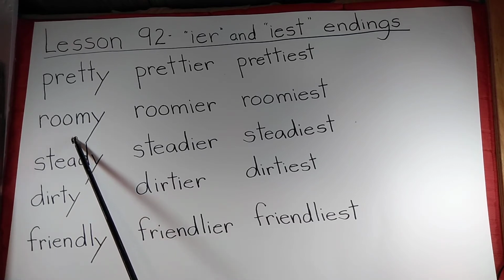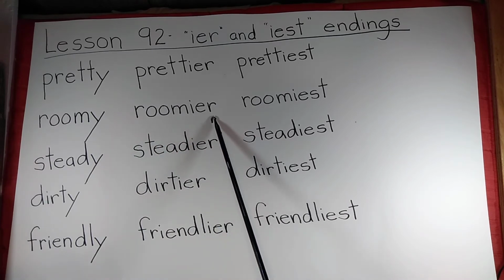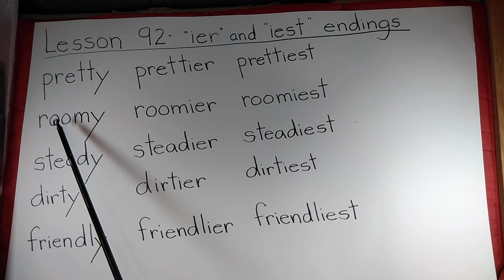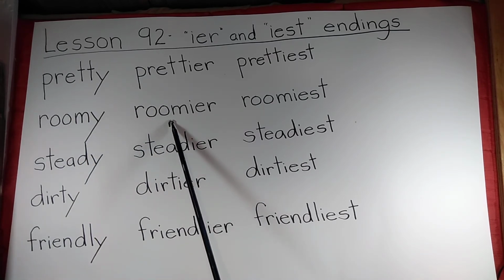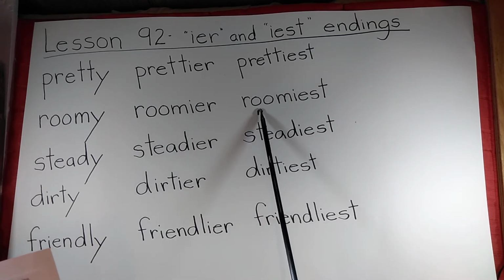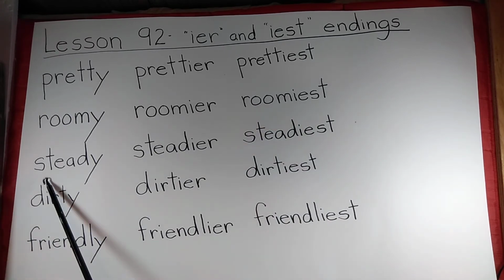Roomy, which means has lots of space, roomy, roomier, and roomiest. So the den was roomy. The screened-in porch was roomier than the den. And the living room is the roomiest place, or the roomiest room, in the whole house.